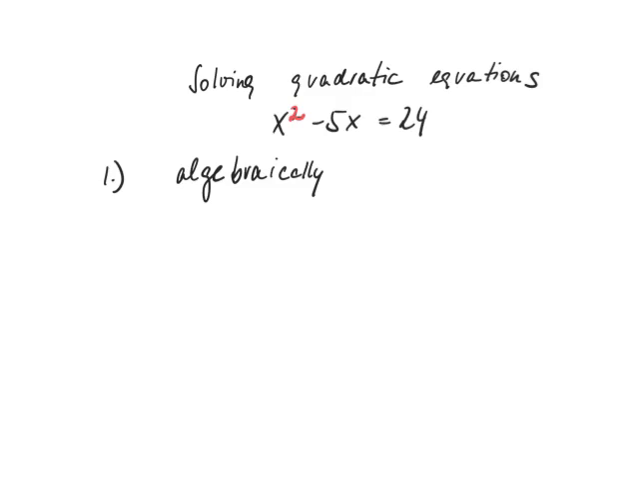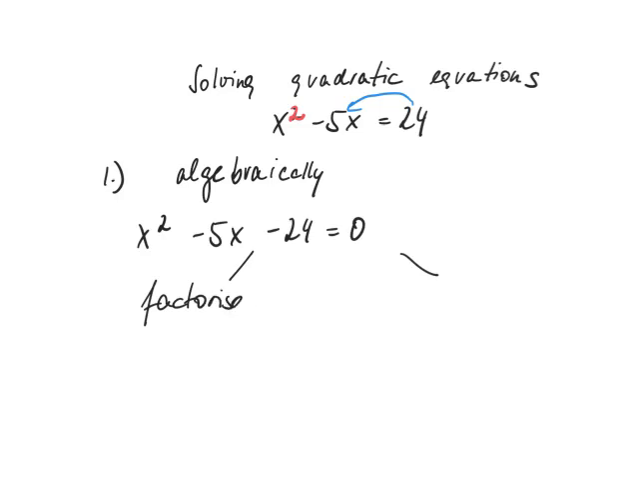So the only way we can solve an equation like that is if we set it equal to 0. So that means we're going to have to bring the 24 to the other side, which means we're going to have x squared minus 5x minus 24 equals 0. So we're going to have to make it equal to 0. And now we have two choices. We can either factorize or we can use the minus b formula.